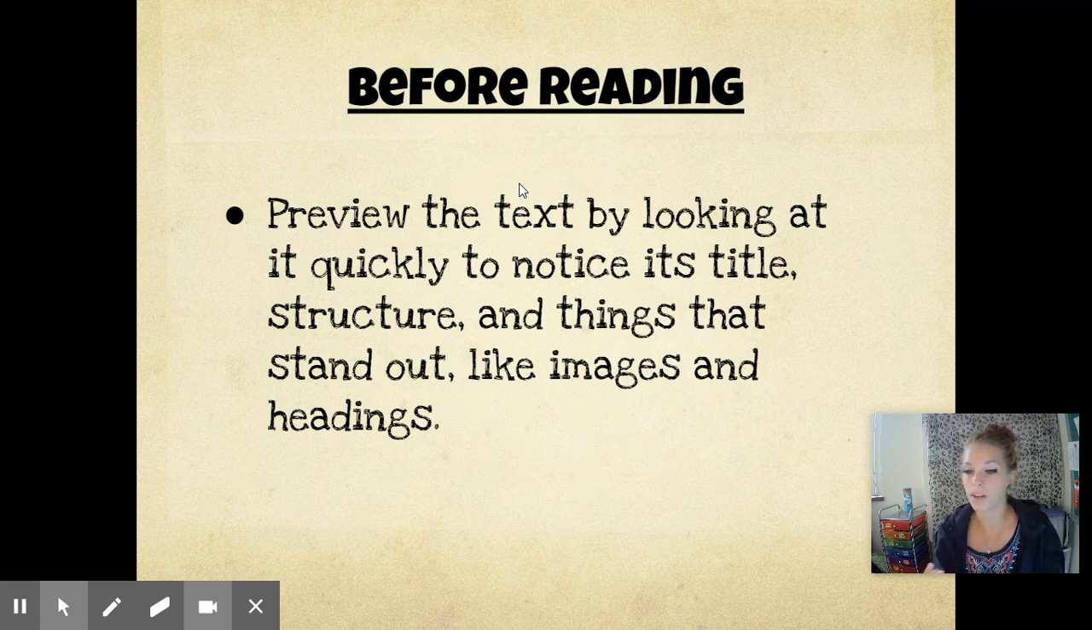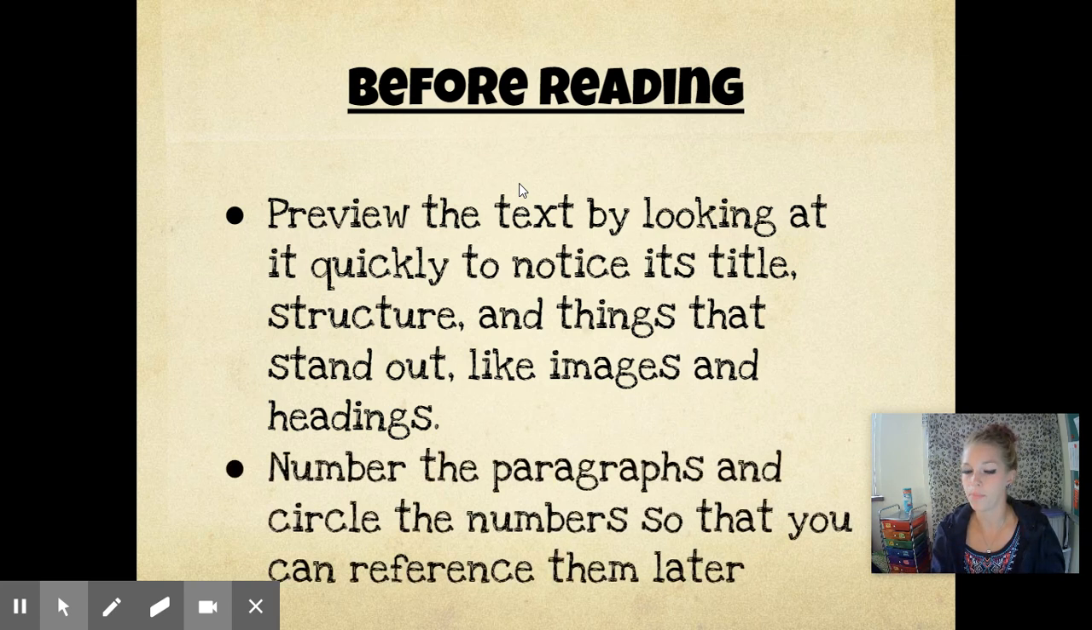I do this because, number one, it tells me how long the article is that I'm going to be reading. I like to know what I'm getting myself into. I also want to see if there are any charts, statistics, images, things like that, because that helps me know what I'm looking for when I'm reading. And I also number the paragraphs, because if I say, hey, in paragraph 5 it stated this, instead of going through and counting 1, 2, 3, 4, 5, you can just look for the number 5 and you're good to go. Especially if there are 30, 40, 50 paragraphs, it would take you a long time to count those up.